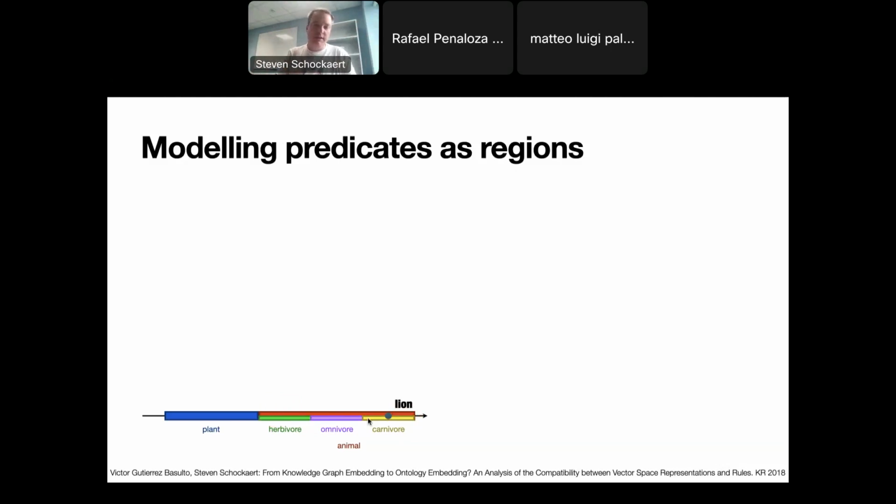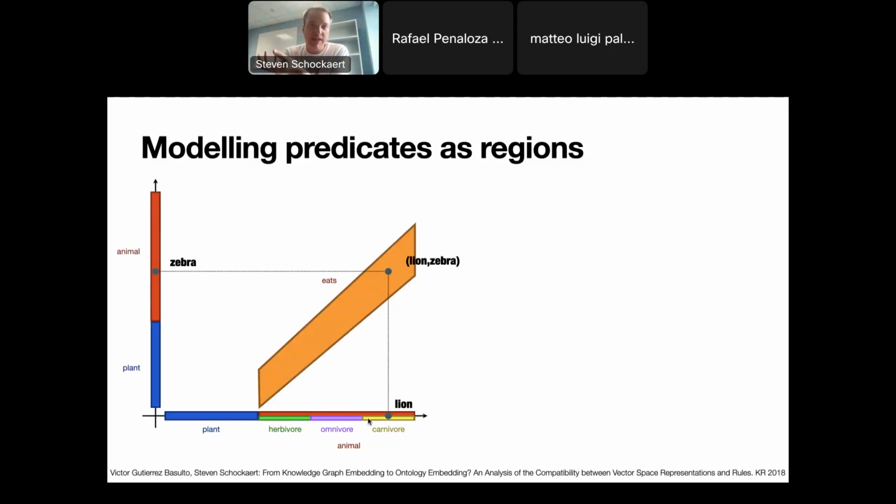Now, we can do the same with binary predicates, so with relations, by taking the Cartesian product of the entity embedding space with itself, right? So now every entity has a representation here on the x-axis, and every entity also has the same representation here on the y-axis. If you look at this two-dimensional space, each point represents a pair of entities, where the first entity is the one that corresponds to the projection on the x-axis, and the second entity is the one that corresponds to the projection on the y-axis. So here, this point represents the pair lion-zebra.